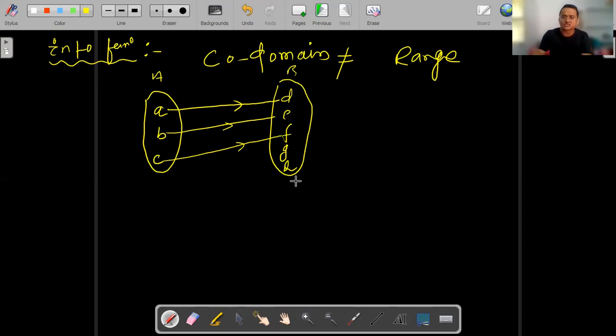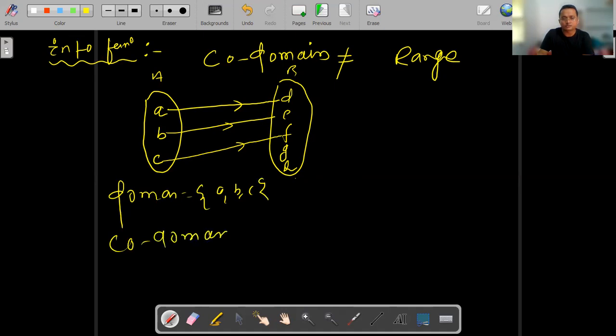Why? Because you can see that the domain is the first set A, so let me write here, the domain is A, B, C. Then the codomain. What is codomain? In the codomain, you can see all the elements of set B. So which elements are there in set B? D, E, F, G, H. These are the elements in the codomain, meaning in set B.